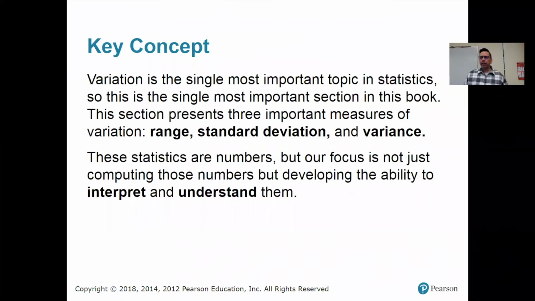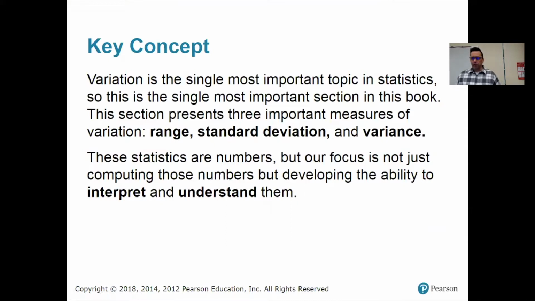So variation is the single most important topic in statistics, so this is the single most important section in this book. All right, so the three different measures of variation that we're going to talk about are range, standard deviation, and variance. These statistics are numbers, but our focus is not just on computing those numbers, but also being able to interpret them.